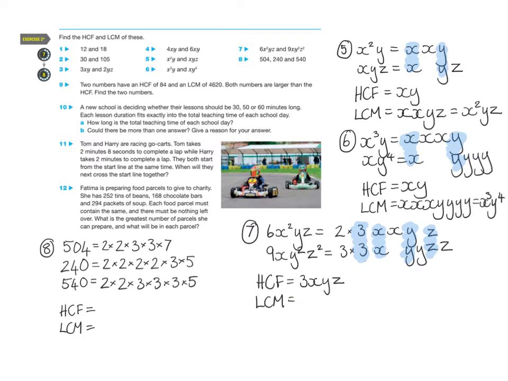Okay, in terms of our lowest common multiple, I need to make sure that all of those numbers are included. Let's do the top first. 2 times 3 times x times by y times by z. Then at the bottom, I still need to include that 3 that we haven't highlighted, and that y that's also not highlighted, and the z that is not highlighted.